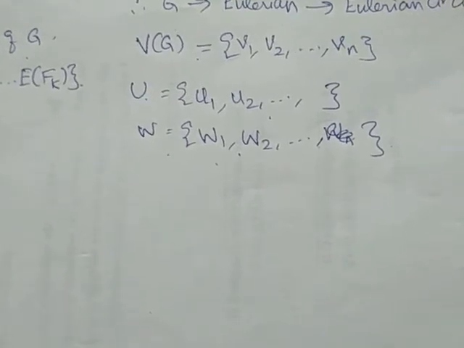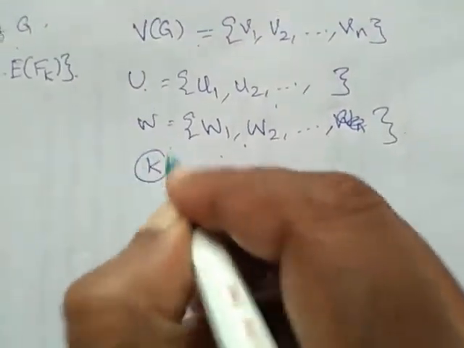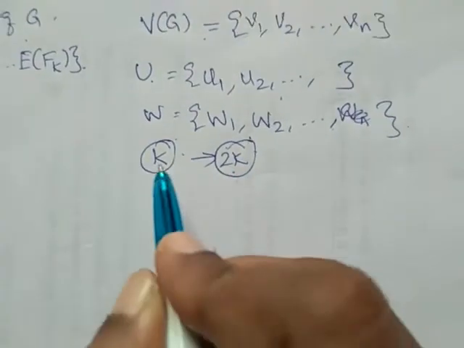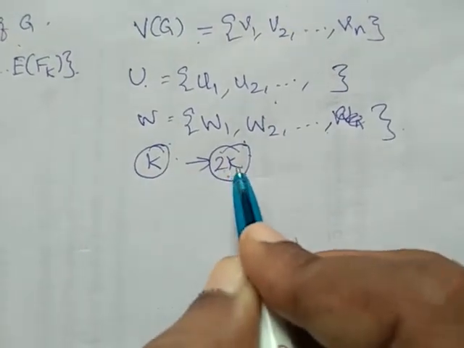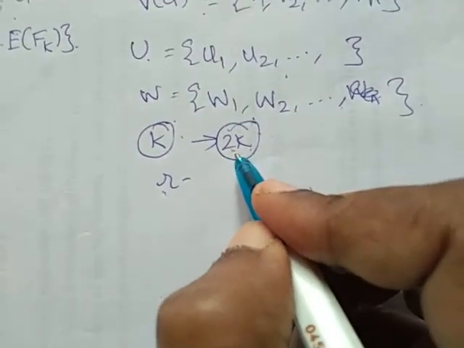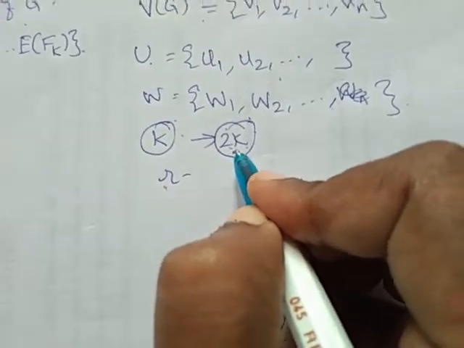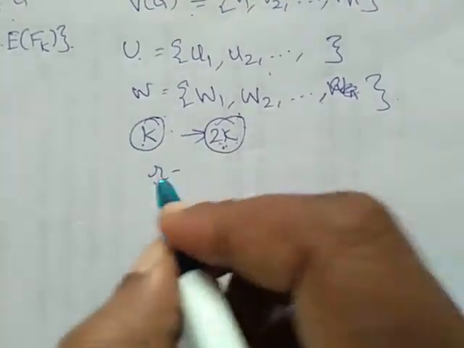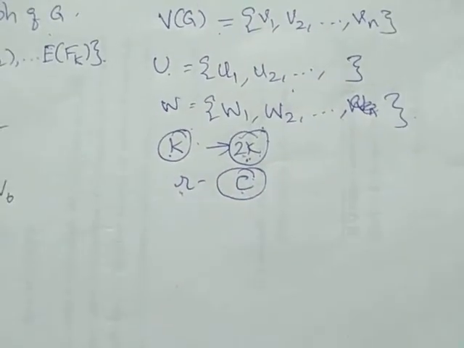Since every vertex of G appears exactly k times, because we have 2k number of vertices. The degree of each vertex is 2k. R regular means the degree of each vertex is R. So R is equal to 2k. So the degree of each vertex is 2k. Therefore, every vertex of G appears exactly k times in C. C is an Eulerian circuit. The graph H is k regular.